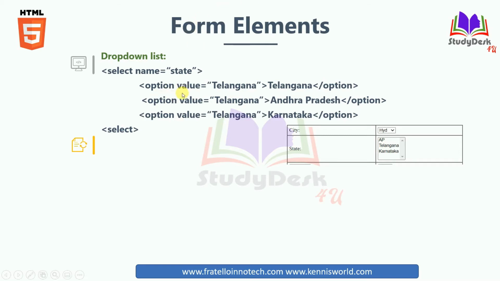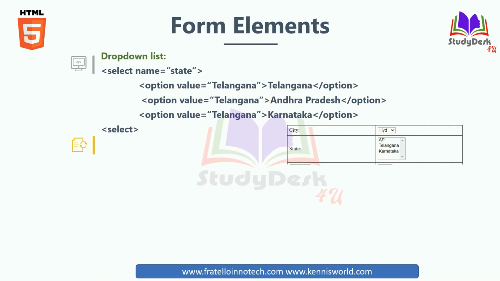So for that, option value equal to something, and whatever content you have to display in this box, in this drop down list, you have to write in the middle and close this option. Like this you can write here. Here I have written different states: Telangana, Andhra Pradesh, Karnataka, like this, and for default selection it selects the first item. If you click on this button, all the options are displayed here.